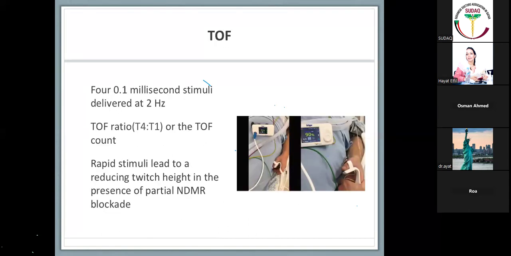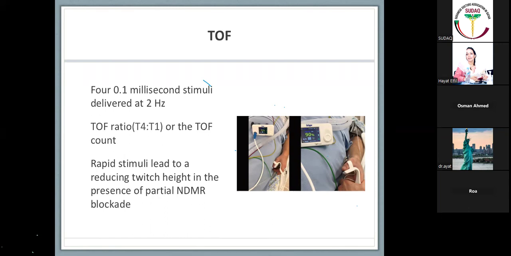So the most famous one is the train of 4. It's the most commonly used, the train of 4, and the post-tetanic count and post-tetanic potentiation. So we will talk about these 3 more than the others, but all 5 of them are very important. The train of 4, usually it will apply 4, 0.1 millisecond stimuli delivered at 2 hertz. Okay. So you have to know it in that way.